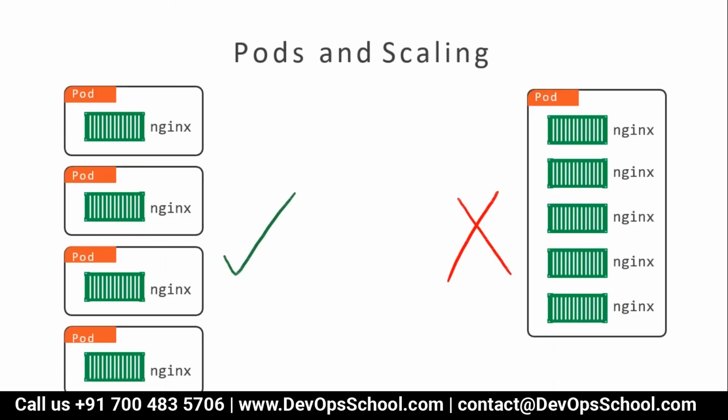See here, there is one pod with one Nginx container on the left side, and on the right side one pod with 5 Nginx containers. So 5 Nginx containers is wrong. One Nginx is right. Why is that so? Anyone has a clue on it? Yeah, if one pod goes down, then there are other pods to manage with. But in the tight coupling case, if one pod goes down, all containers are within that pod only.